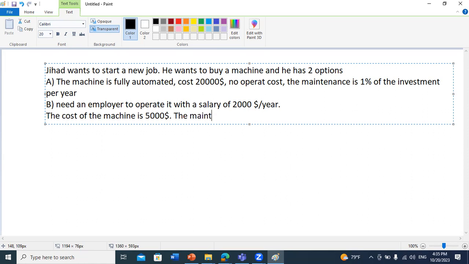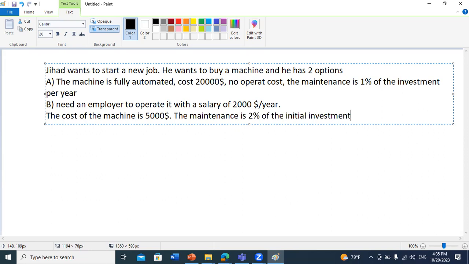The maintenance is 2% of the initial investment. And the machine has no lifetime.